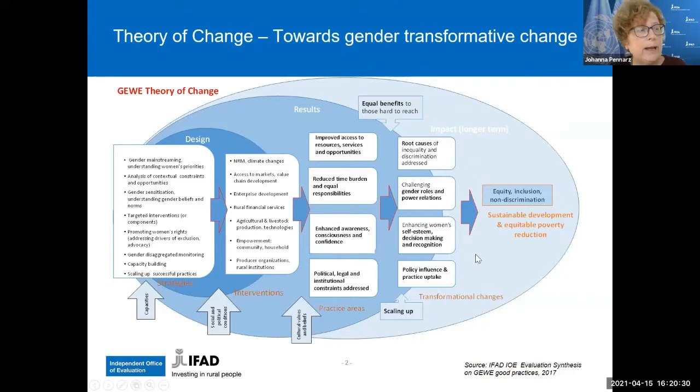And if this has happened, we can hope to achieve equity, inclusion, and non-discrimination as part of the sustainable development and equitable poverty reduction. So this was the framework which we developed for IFAD on transformative change. This was meant to stretch IFAD beyond what typical mainstreaming and gender results mean. Now, let me show you what we found actually.